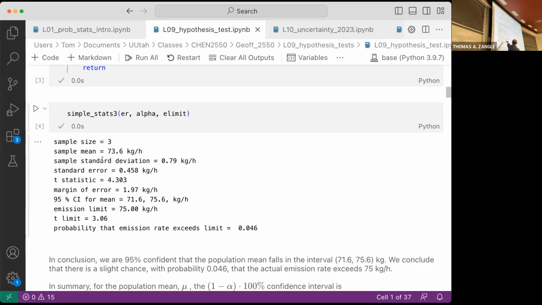So this would be a reasonable number of significant digits to use here. You could actually probably report this as 72 to 76 or 71.6 to 75.6. That's reasonable as well. But 71.638 would not be appropriate in this case, right? Because again, our uncertainty is within a few kilograms per hour.